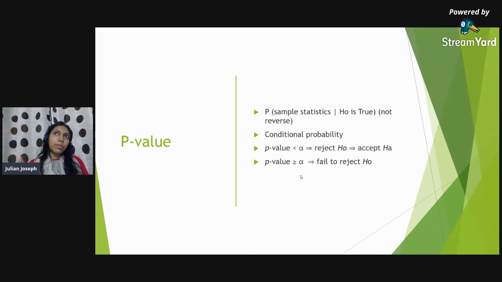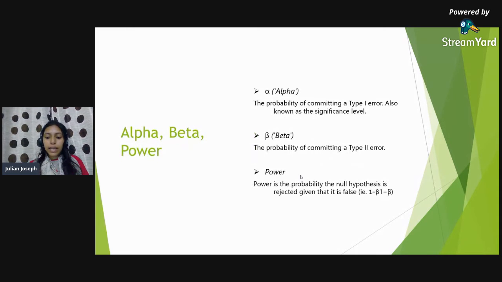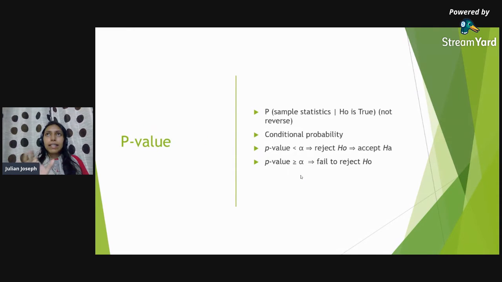But when we have this probability in hand, what we use it for is comparison between the alpha and the p-value. This probability is compared with the alpha. If it is less than the alpha, that is the level of significance, then we reject the null hypothesis. Or if the p-value is greater than or equal to alpha, we fail to reject the null hypothesis.